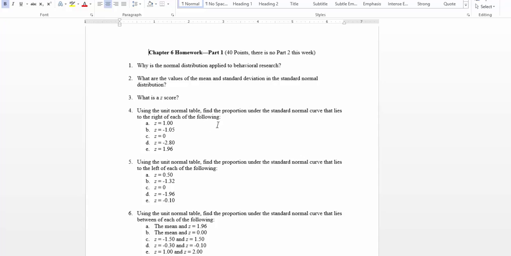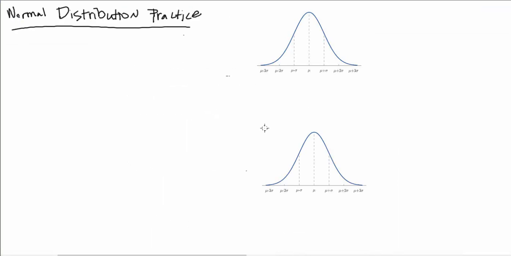So, using the unit normal table, find the proportion under the standard normal curve that lies to the right of z equals 1.00. So let me pull up my drawer here. First question, 4a, to the right of z equals 1.00. Now, pardon me for my chicken scratch here. So 4a from your homework: to the right of z equals 1.00.